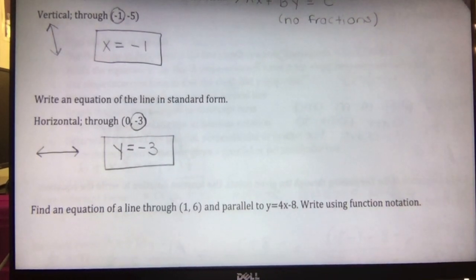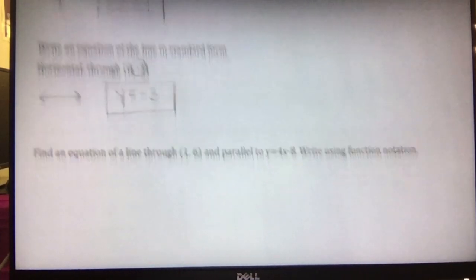Before we move on to the next example, what questions, comments, or concerns do you have for me, please? If not, let's keep rolling.